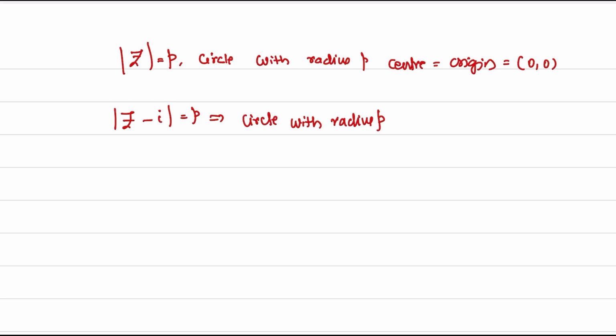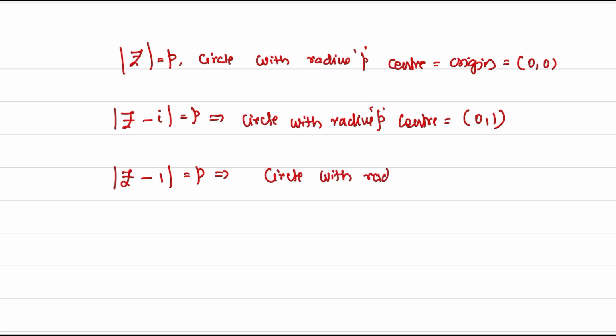This is for your further understanding; I am giving this information. The center is at (0, 1) because of z minus i. If it is z minus 1 equal to P, it implies a circle with radius P and center at (1, 0), because x is shifted here.